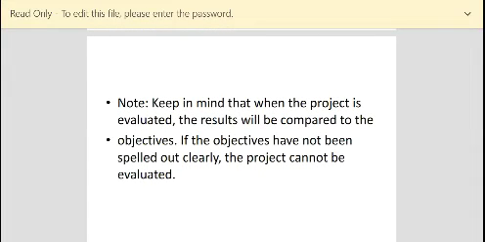Note, keep in mind that when the project is evaluated, the result will be compared to the objectives. If the objectives have not been spelled out clearly, the project cannot be evaluated. We have seen, I think we understand how we can break down a broad objective into specific objectives. So that was too broad, but what should be done is to narrow the broad objective to get what we are actually supposed to.